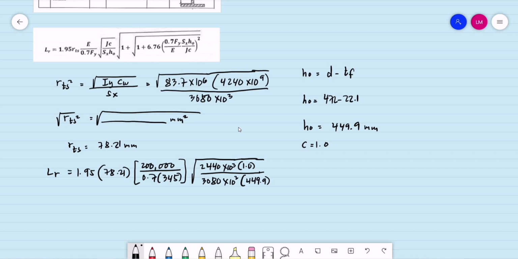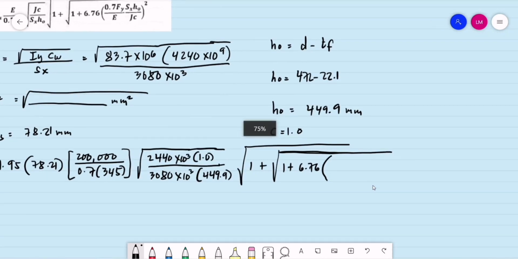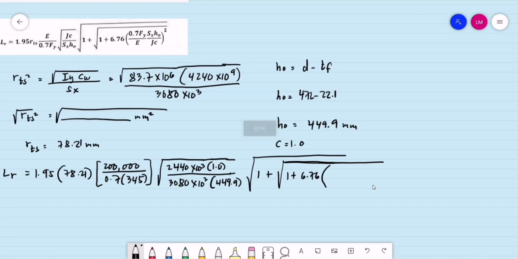Then we are to multiply this value again to the square root of 1 plus the square root of 1 plus we have 6.76. Then multiplied by the values. So we have that as 0.7 of Fy, that is 345 megapascals.